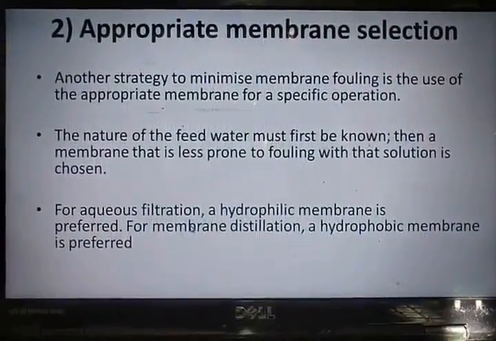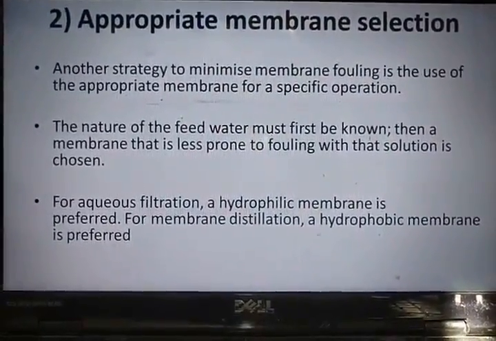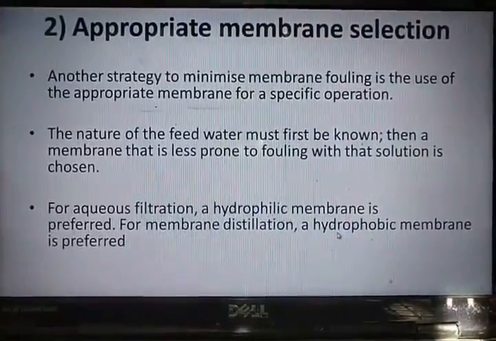Okay, for example, for aqueous filtration, a hydrophilic membrane is preferred. For membrane distillation process, a hydrophobic membrane is preferred.